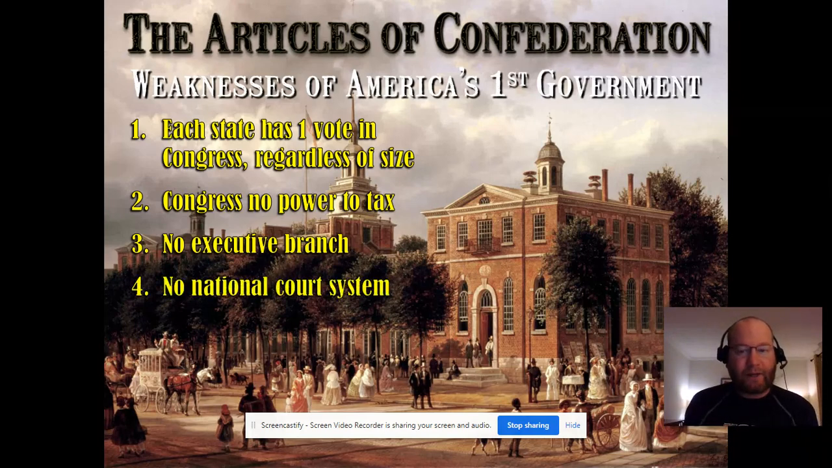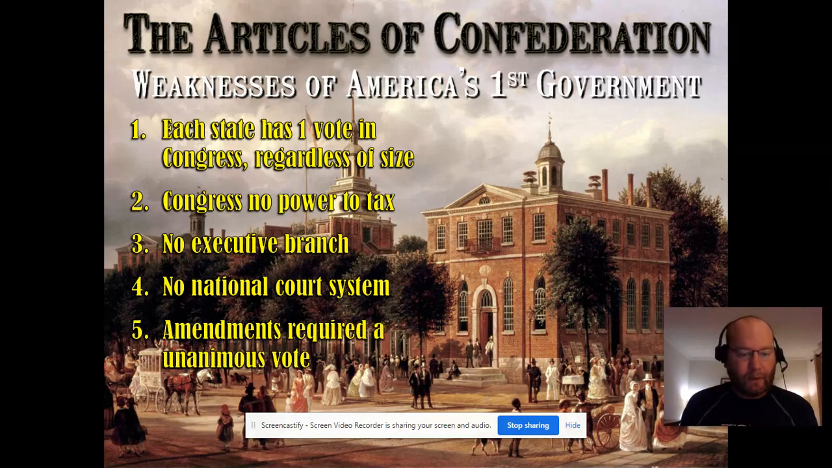Number four, there's no national court system. It was all based on the states' court systems, which is fine. We still today have state court systems, but without a national court system, there wasn't an overall national set of rules or way to govern over the laws of our country.